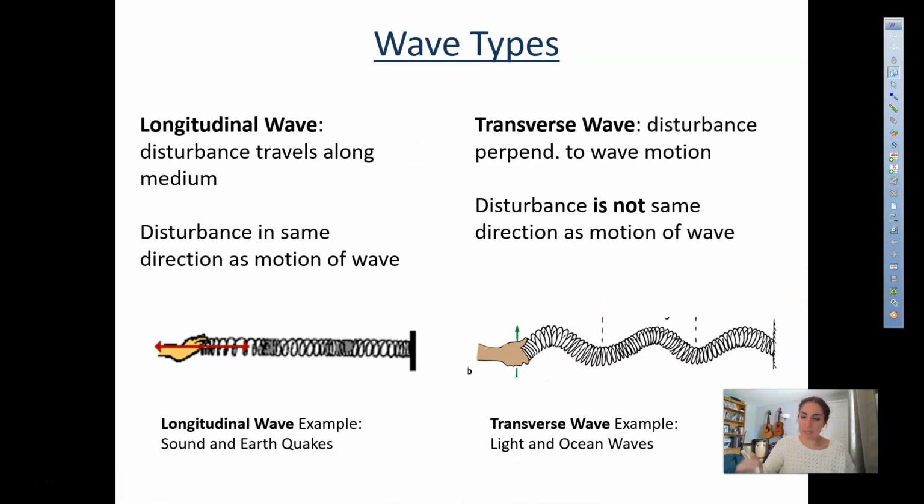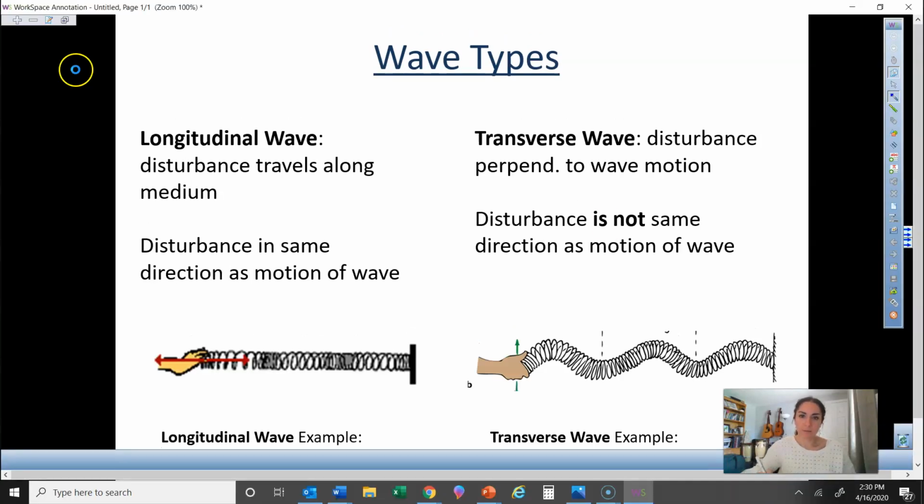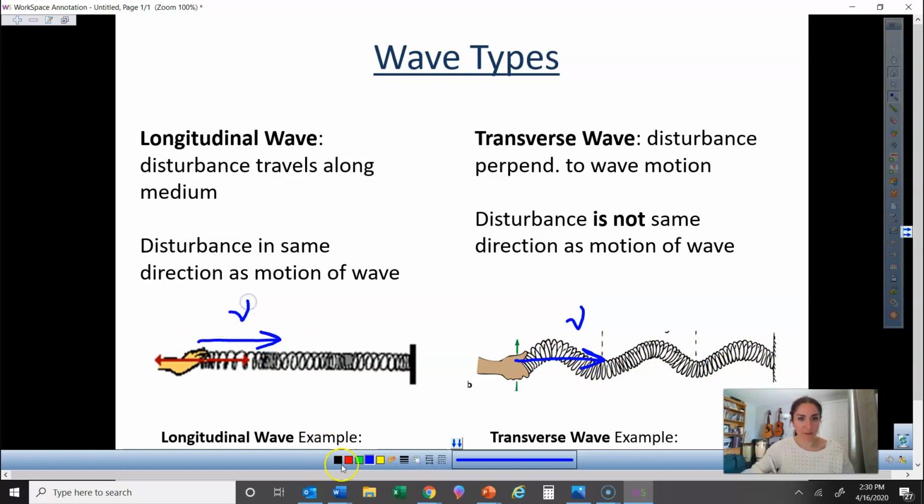But in both of these cases, the wave, I'm going to do it in blue, the wave travels this way, right? So in other words, the wave will go along this way. And same thing over here, the wave travels this way. But in the red is the disturbance, right? So I will wiggle my hand up and down for this disturbance. And for this disturbance, I'll wiggle forward and backwards.